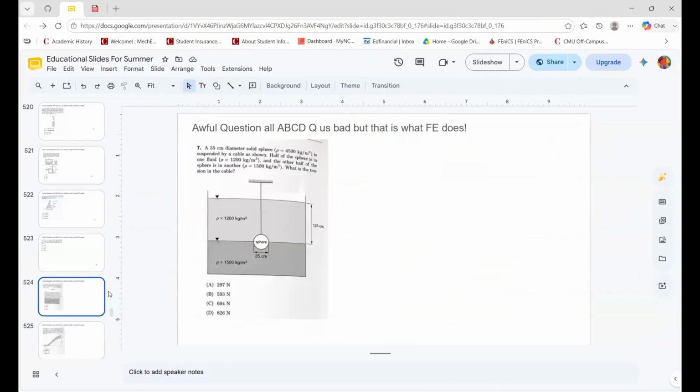So, a 35 centimeter diameter solid sphere, 4,500, is suspended by a cable as shown. Half of the sphere is in one fluid and the other half in another fluid. What is the tension on the cable? All right. Okay.